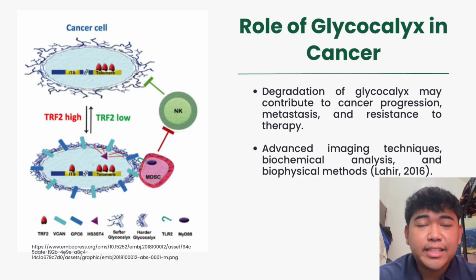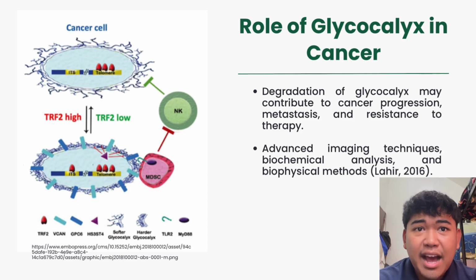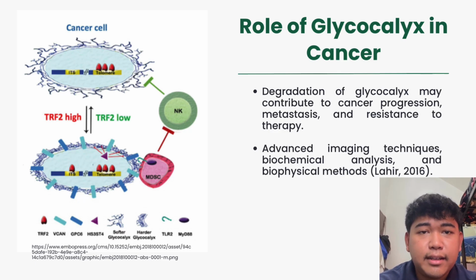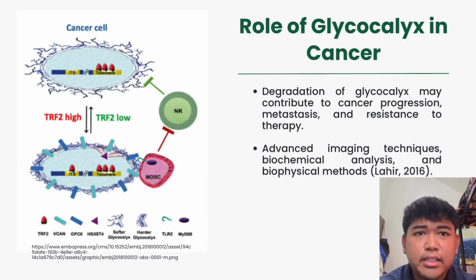New research reveals a crucial link between the glycocalyx, a protective layer surrounding cells, and cancer progression. As you can see in this image, cancer cells with high levels of the TRF2 protein have a thicker glycocalyx, while those with low TRF2 have a thinner glycocalyx. These differences in glycocalyx structure affect how cancer cells interact with their environment. A thicker glycocalyx can help cancer cells evade the immune system, spread to other tissues, and resist treatment.